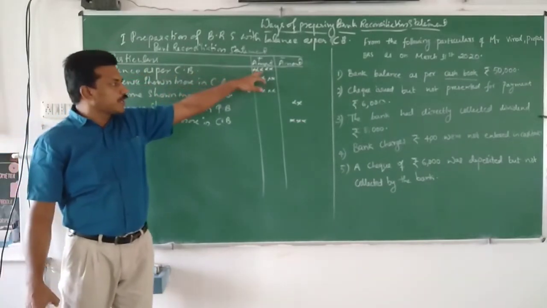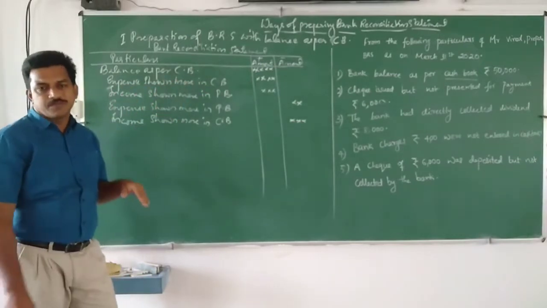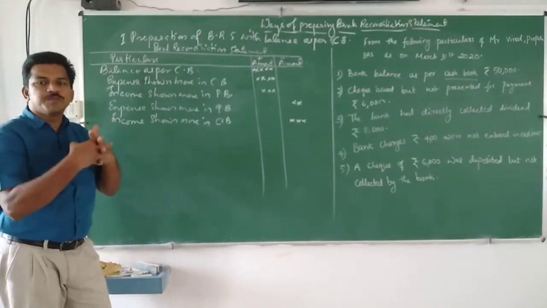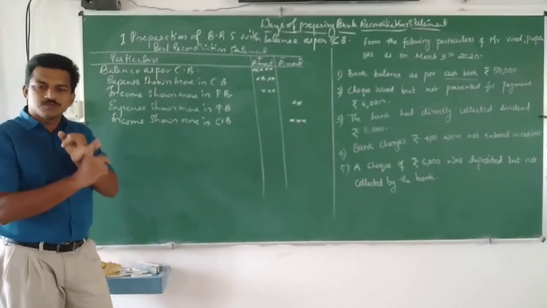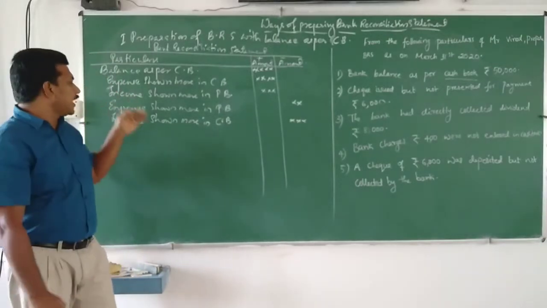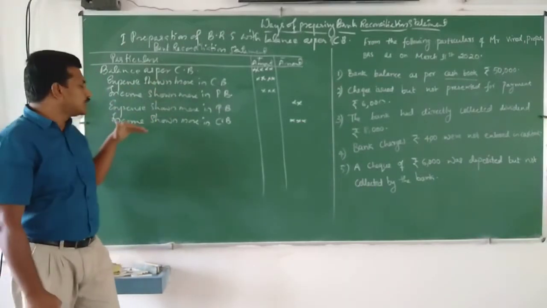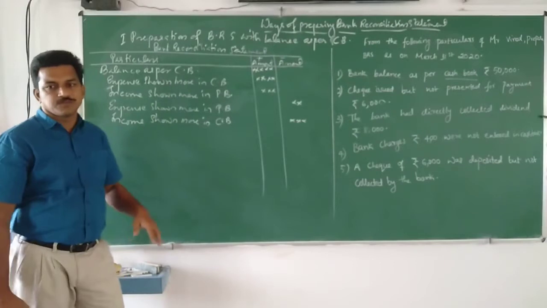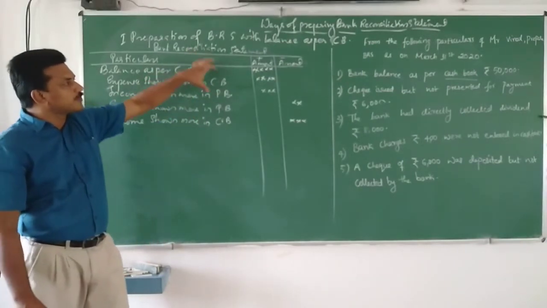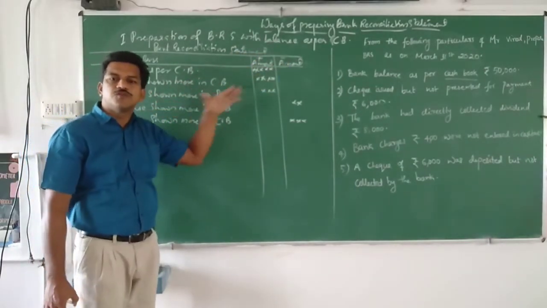We can add expense shown more in cash book. Expense shown in cash book can be added, and income shown in passbook can be added. These two items can be added: expense shown in cash book and income shown in passbook. Like that, two items will be deducted: expense shown more in passbook and income shown more in cash book. Let it be here as a formula for making bank reconciliation statement. With the same formula, we can solve all the four methods.